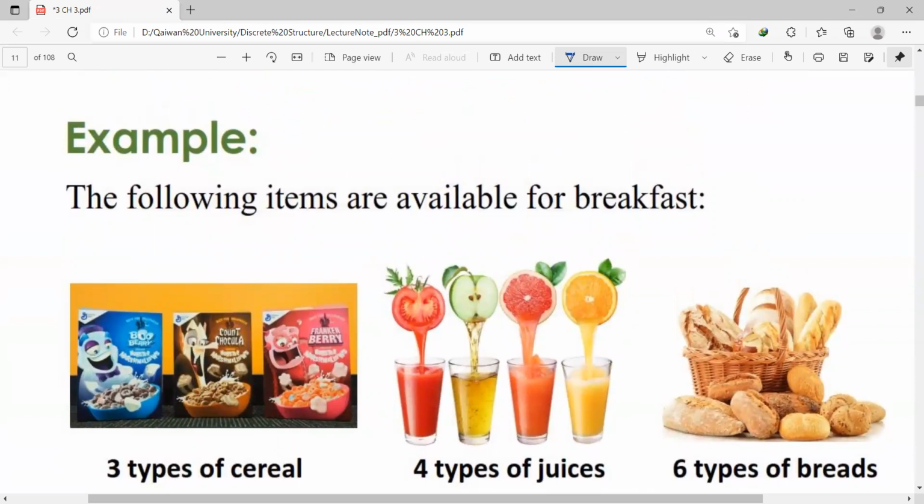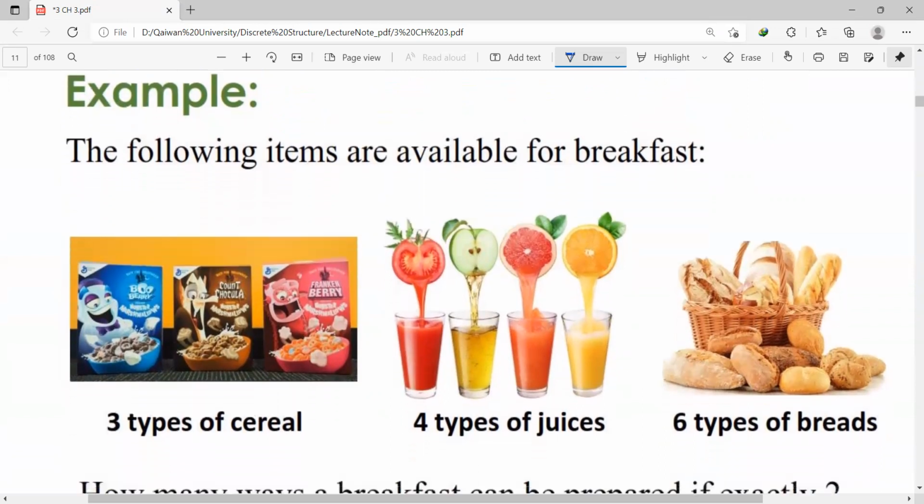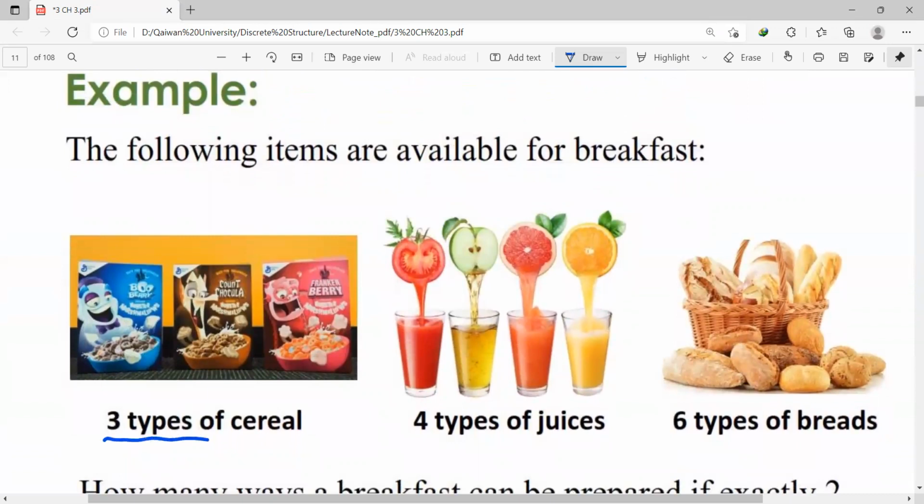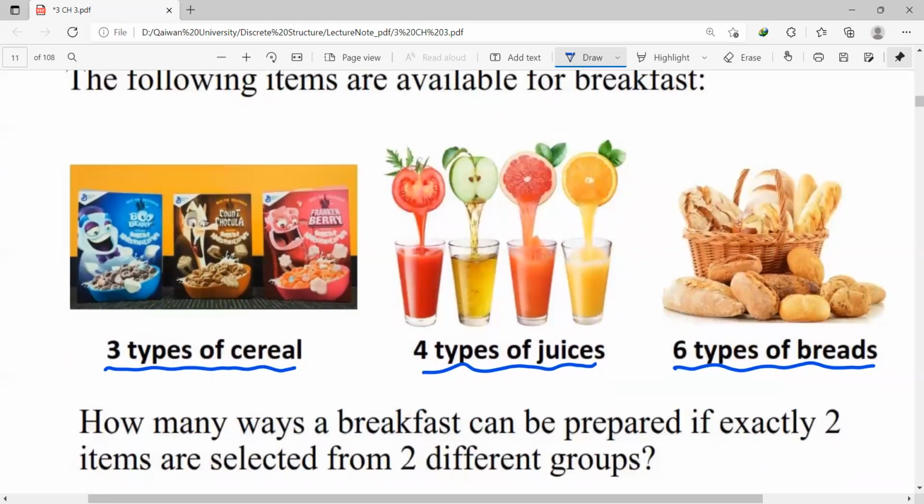Now we have another example. It says the following items are available for breakfast. We have 3 types of cereal, 4 types of juices, and 6 types of breads. In the question, it says how many ways a breakfast can be prepared if exactly 2 items are selected from 2 different groups.